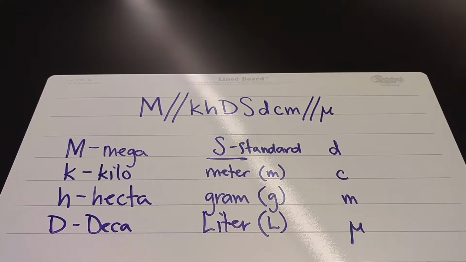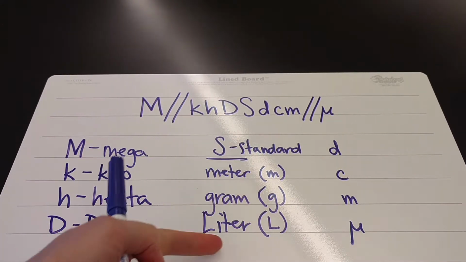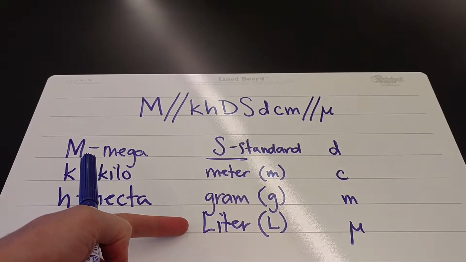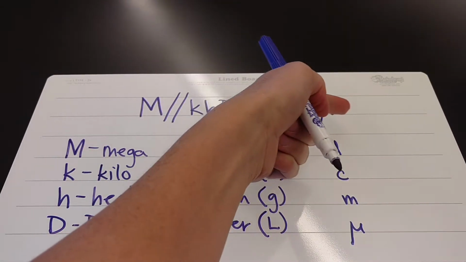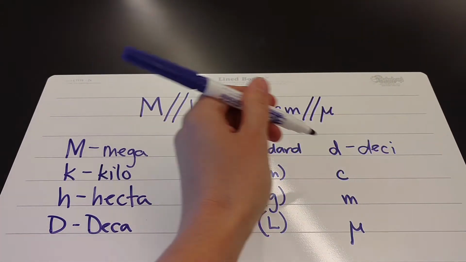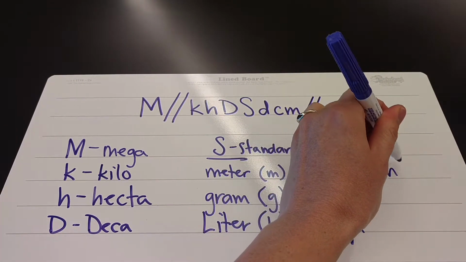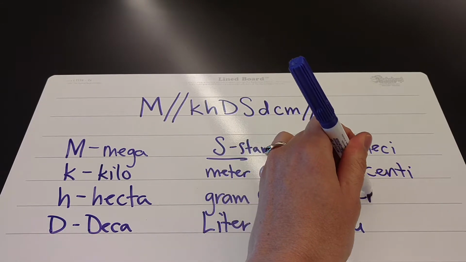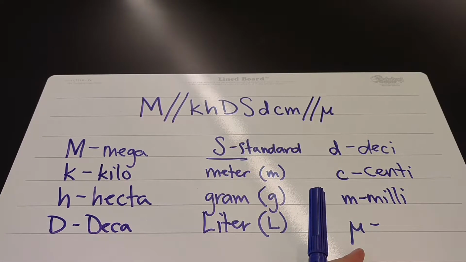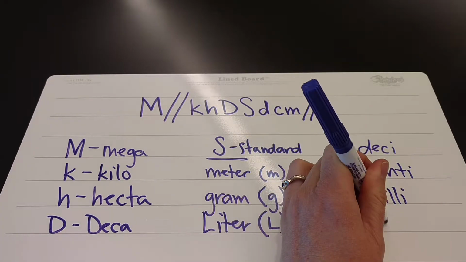Okay, there are others you might be familiar with: bytes, megabytes, kilobytes. Okay, but these are the three that we're going to be using most: meter for length, gram for mass, and liter for volume. Over here on this side we have our smaller units. So little d is deci, little c centi, little m milli, and this is a Greek letter M called mu, and it represents micro.